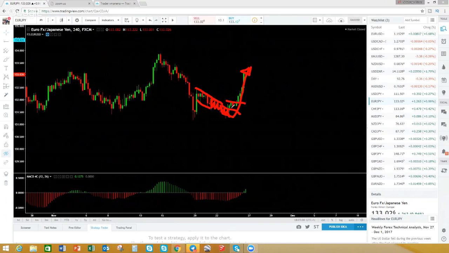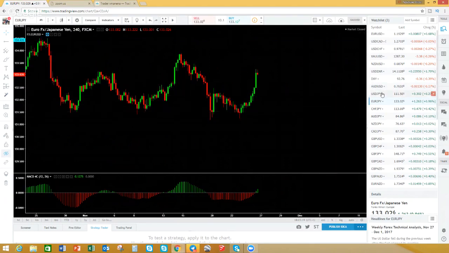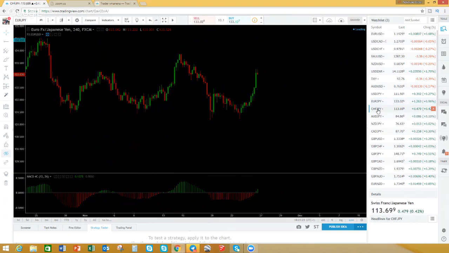All right, so that was another entry opportunity if you had missed taking it over here on the bigger drop, on the bigger flag or bigger correction. So you could have taken it here as well. So it is important to take it once it is confirmed. No need to rush. Okay. That's Euro JPY, Chief JPY.